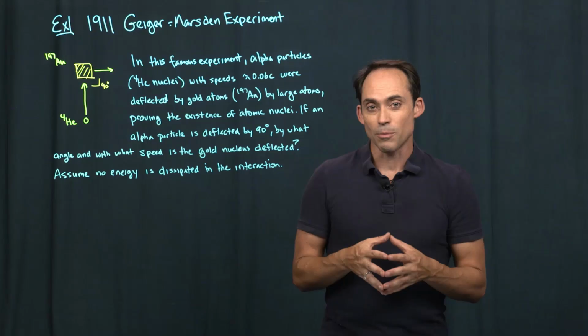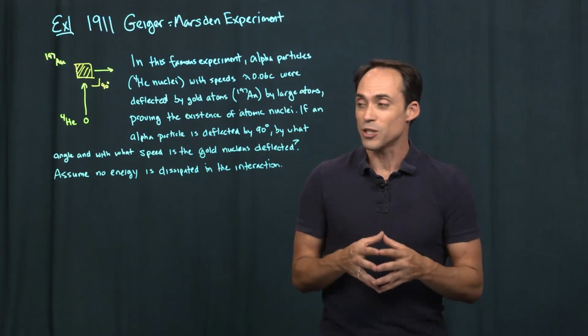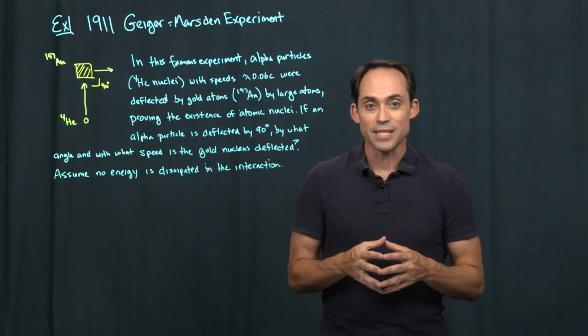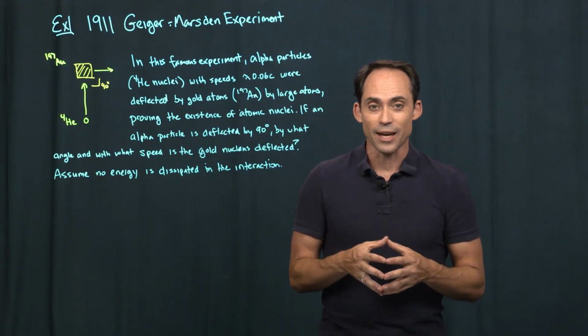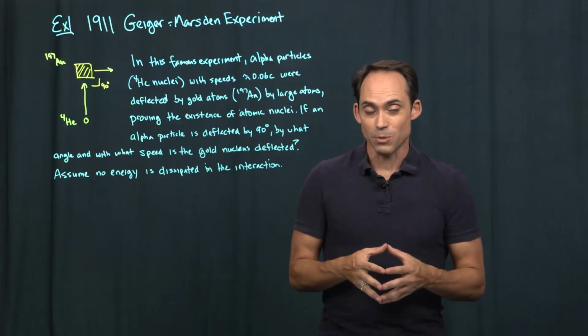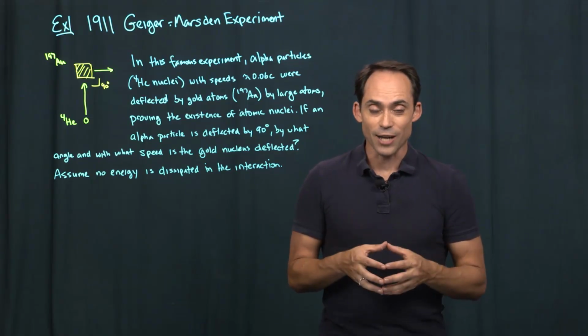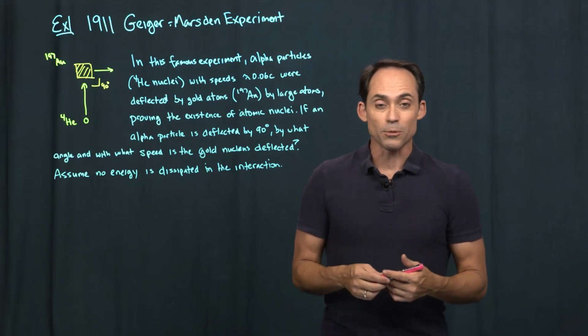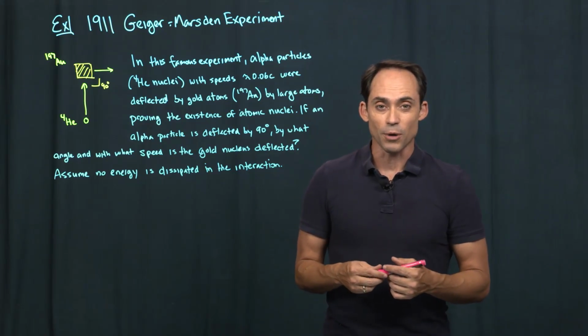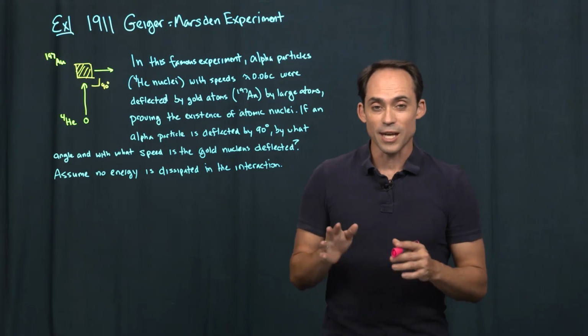Now we can approach this as a two-dimensional collision experiment and ask the question, if we have a helium nucleus that makes a 90-degree deflection with an interaction with one of the gold nuclei, how does that gold nucleus respond as a result of that interaction? So we can look at this from different perspectives, but let's follow our regular process for how we solve these kinds of problems.